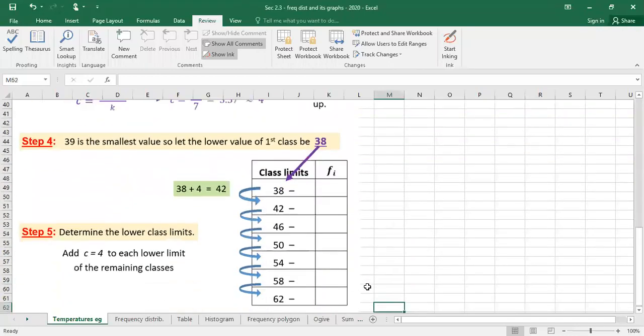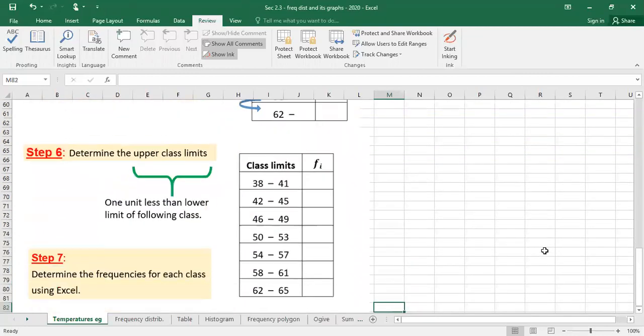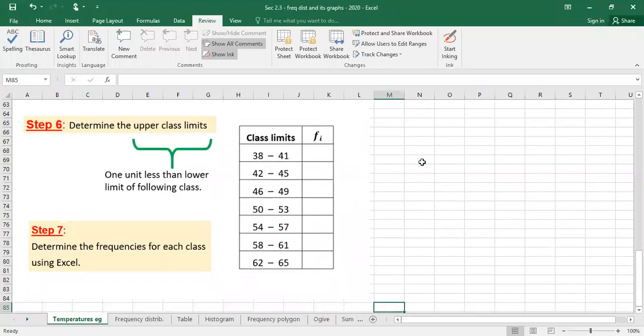After that, since 39 was our smallest value, we started the very first class at 38. And then to get the lower limits for the other classes, we added the class width, which is 4. And then to find the upper limits, all we did was take 1 unit lower than the following class's lower limit. Okay, so this class starts on 42, so the previous class ends on 41. The third class starts on 46, so the second class ended on 45.